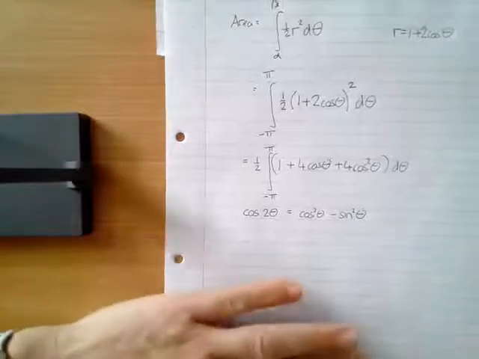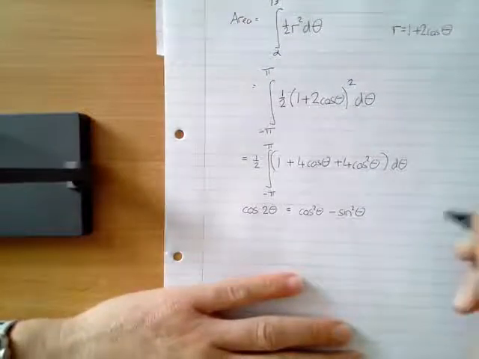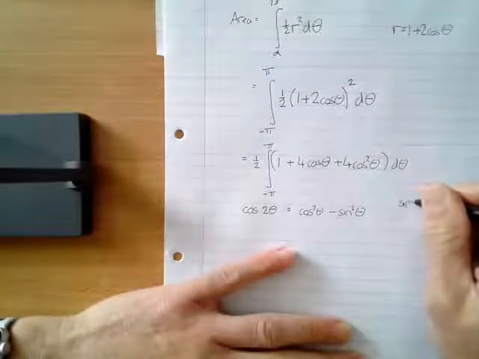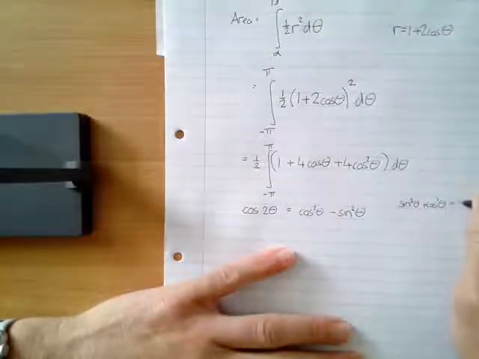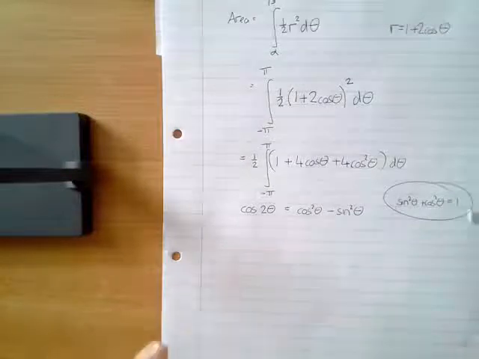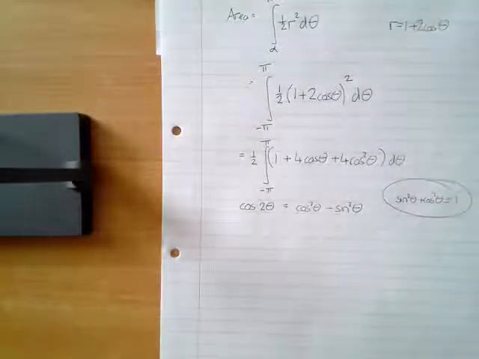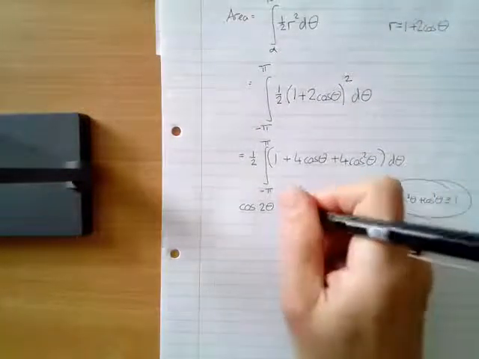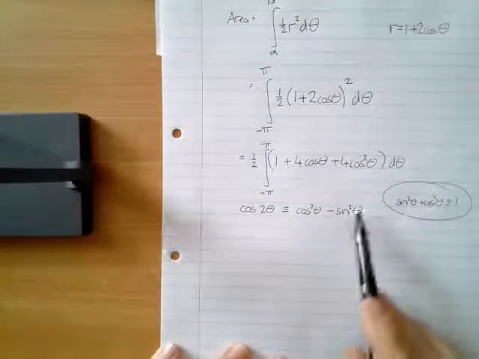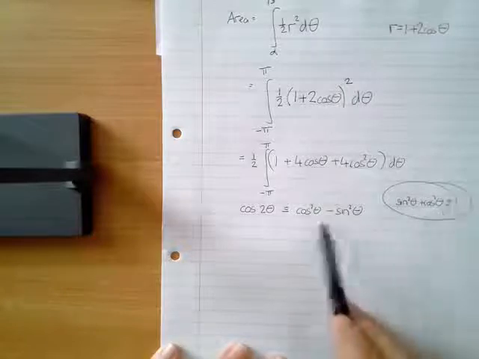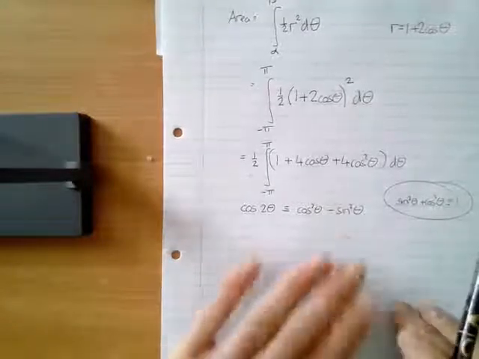Unfortunately, there are two alternative versions of this, which are easy to derive using the identity from last year, that sine squared theta plus cos squared theta equals 1. So how do you use that to change this identity? Well, you use it to eliminate either the cos squared or the sine squared.